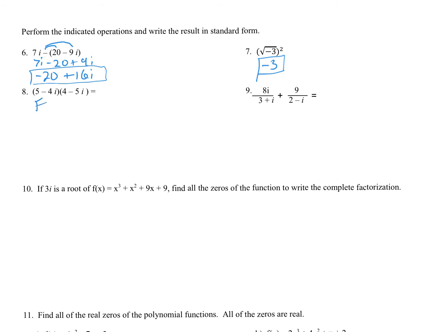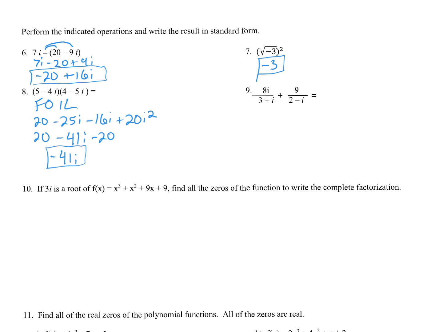Number 8, we want to FOIL this. So first, outer, inner, last. First is 20. Next one is -25i. Next is -16i. And the last is plus 20i squared. So now I'm going to combine. So 20 minus 41i minus 20. Simplify because the 20s cancel each other out. So it's -41i.